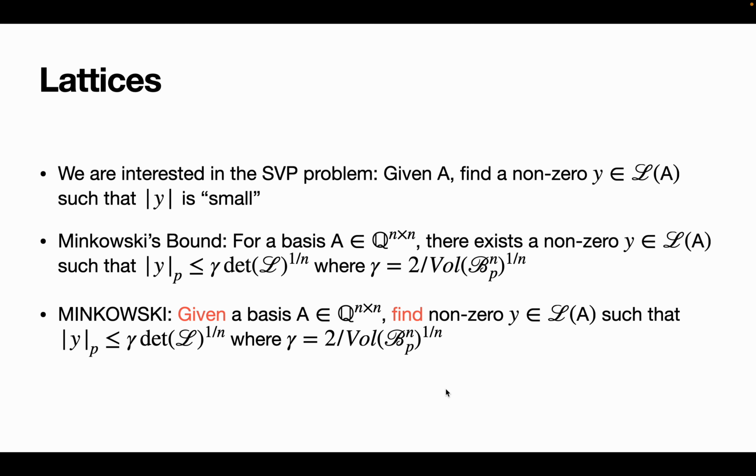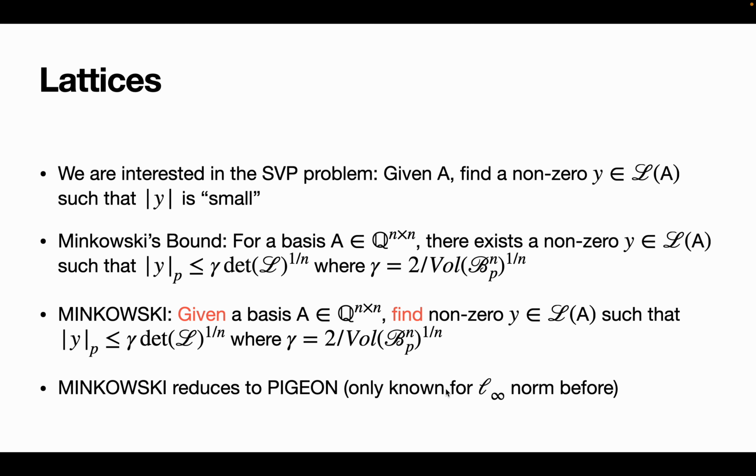So we've defined the computational problem. What exactly is the complexity of this problem? Well, we can show that Minkowski reduces to pigeon. It reduces to finding a collision in a compressing function. This was already known before, but it was only known for the L-infinity norm. We are able to show it for all Lp norms where p is an integer.